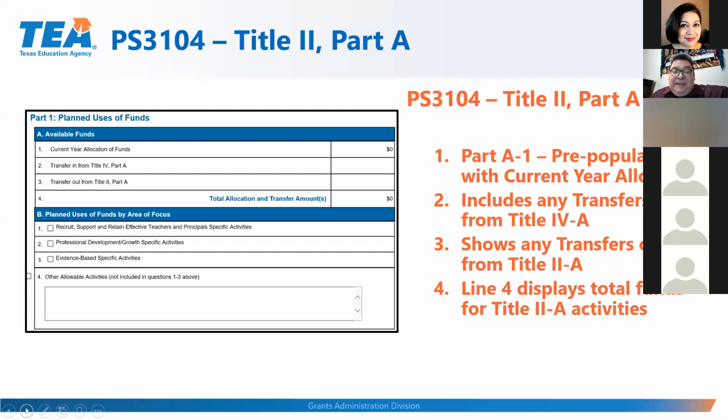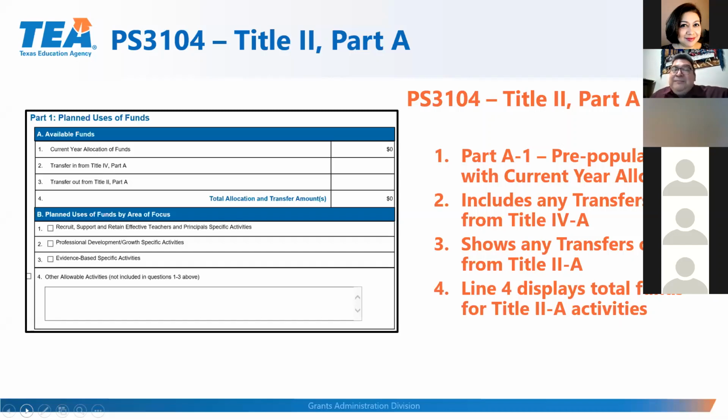And Part B, we've reduced this down to 3 checkboxes. If you have funds available on line 4, you do have to select at least one of those, or you can select other and type in the other allowable activity. Recruiting, supporting, and retaining effective teachers and principals. Professional development and growth specific activities.